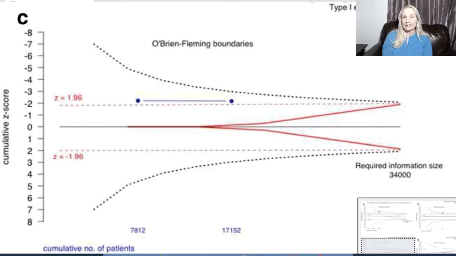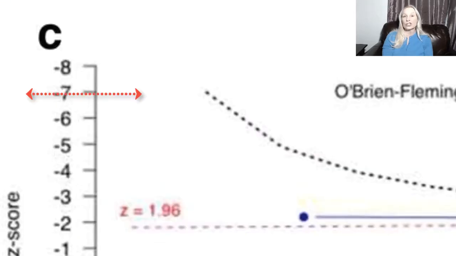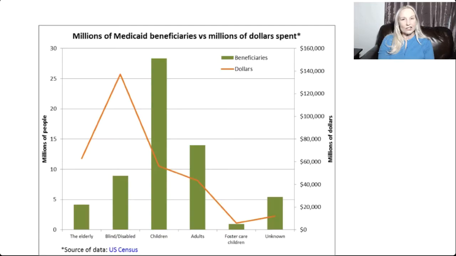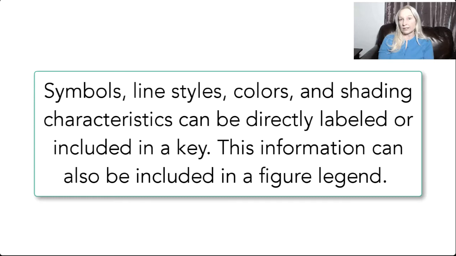Now, when talking about axis scales, simple multiples of the quantities plotted should be included, and the values on the axis scale should be centered on their respective tick marks. Both linear and logarithmic scales can be used, and for linear scales, the axis must appear linear with equal intervals and spacing between tick marks. Axes should be labeled with the type of data plotted and the unit of measure used. Symbols, line styles, colors, and shading characteristics can be directly labeled or included in a key. This information can also be included in a figure legend.